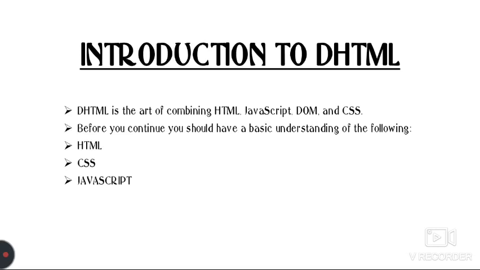Next, JavaScript. JavaScript is a programming language commonly used in web development. It was originally developed by Netscape as a means to add dynamic and interactive elements to the web page. And DOM. DOM is the Document Object Model, an application programming interface for HTML and XML documents. It defines the logical structure of the documents, which is accessed and manipulated.